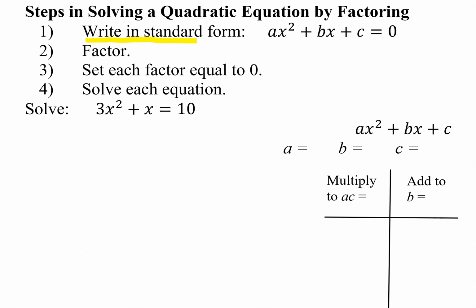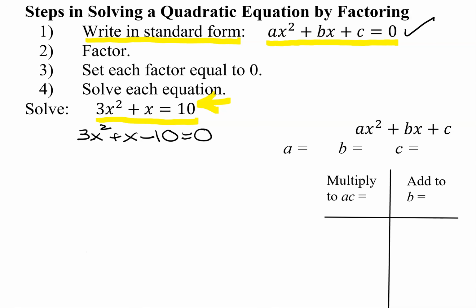Step 1 is we need to write it in standard form. That means everything written on one side in descending order and 0 on the other side. Do I have that in this case here? No, I do not have 0 on this side. So that's the first thing I'm going to have to do: subtract 10 from both sides. So I'm going to get 3x squared plus x minus 10 equals 0. So now I have it in standard form.